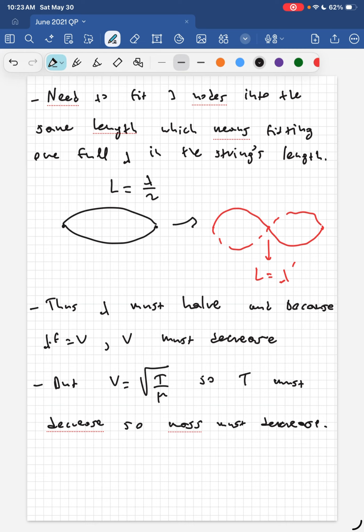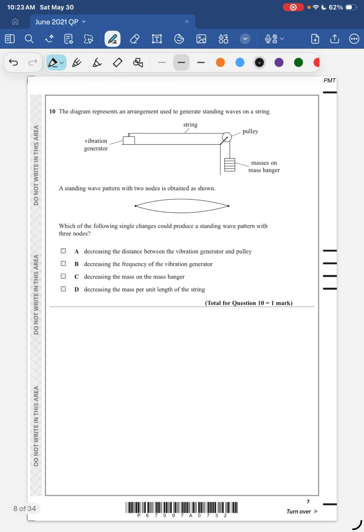Okay, I'm sure there is an easier way to solve this, but I went the extra mile to try to explain what's going on. So we need the mass to decrease. Let's read the options. A, decreasing the distance between the vibration generator and pulley, that's going to make our lives harder, actually. So no. B, decreasing the frequency of the vibration generator, that's not going to cut it. C, decreasing the mass on the mass hanger, which is what we are looking for. And then D, decreasing the mass per unit length of the string. That's going to increase the velocity, actually. So no.